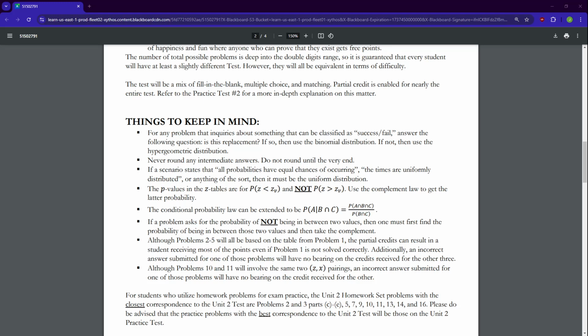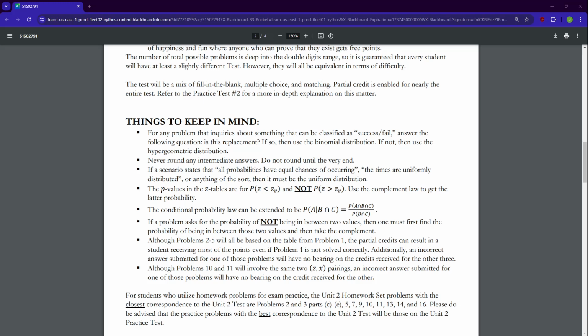Additionally, the dead giveaway that you have the uniform distribution is if you have some variant of the probabilities all the same chance of occurring. So I can say equal chance of occurring, uniformly distributed, etc. You see any of that, that's your big indication that it is the uniform distribution.